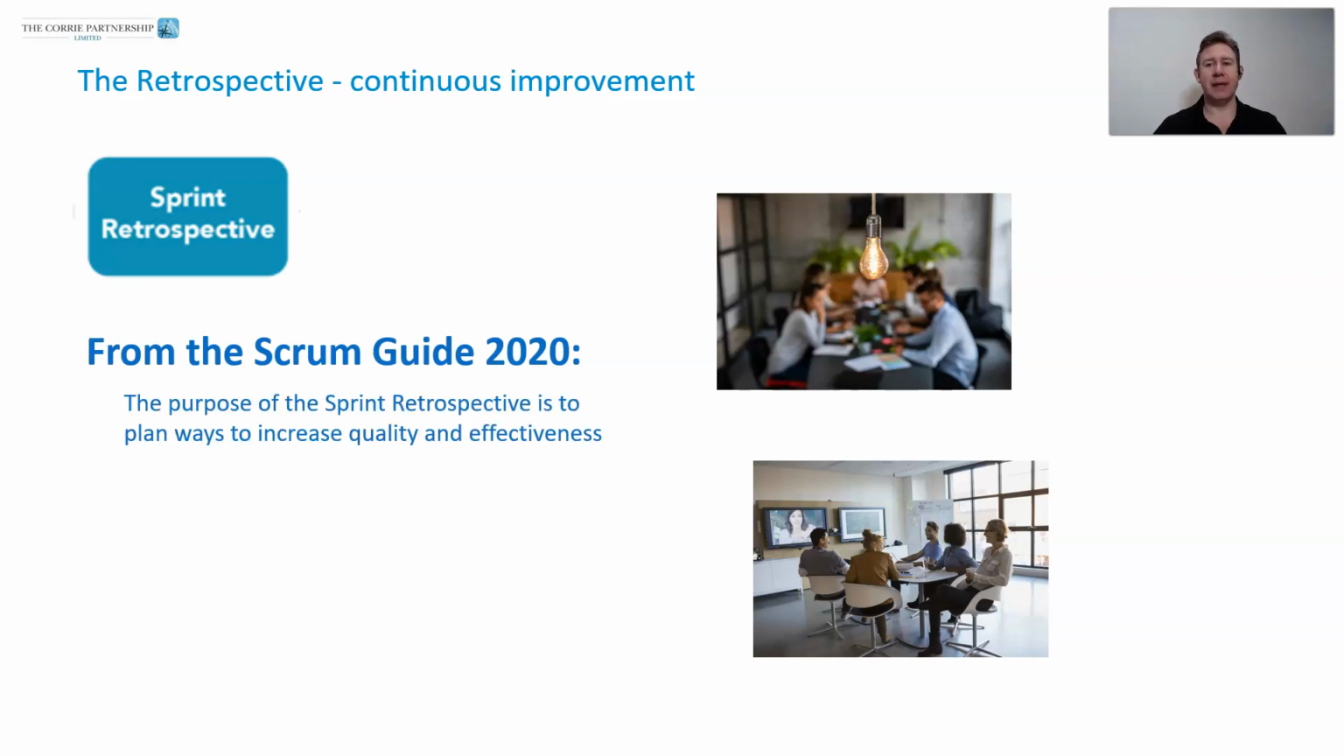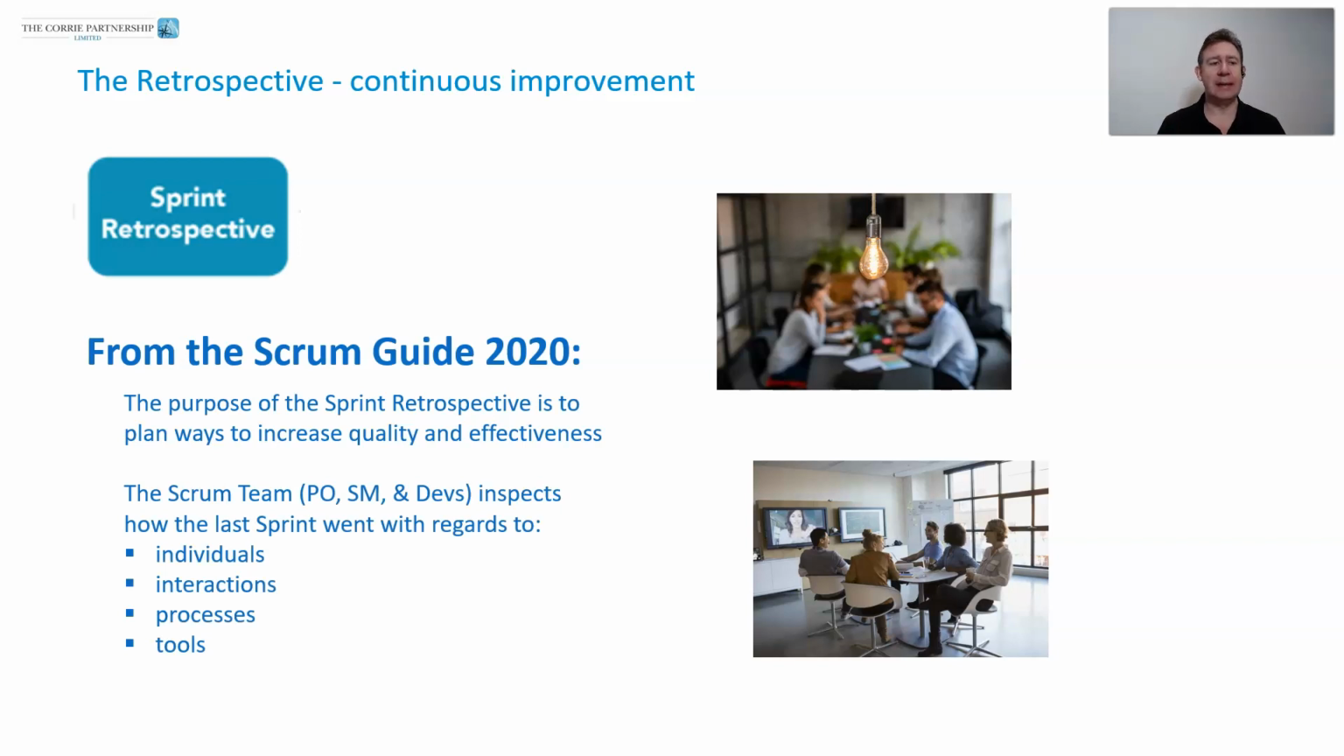So the Scrum Guide mentions this. It talks about the purpose of the sprint retrospective is to plan ways to increase quality and effectiveness, and this focus on quality and effectiveness, I think, is absolutely right. So who should be there? Typically, it's the Scrum team. By this we mean the product owner, the Scrum Master, and the team doing the work. And what they do is they inspect and adapt what happened in the last sprint with regards to individuals, interactions, processes, and tools. Those are the main four things that we start focusing on.